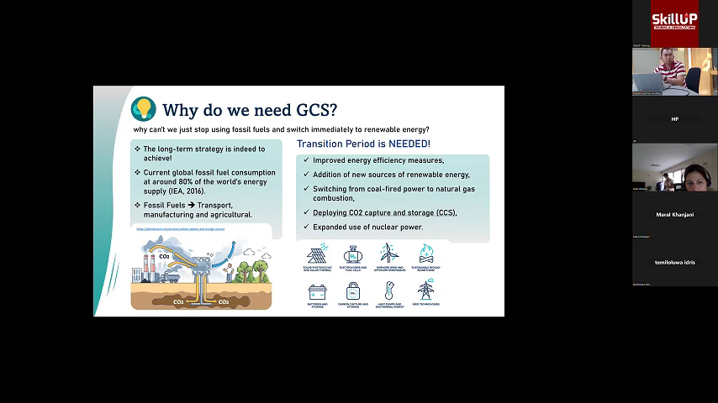Improve energy efficiency through many kinds of renewable energies, like solar, hydrogen through electrolysis, wind, geothermal and so on. But deploying CO2 capture and storage is one of the most important at this moment, and we can start immediately. Another option, expanded use of nuclear power, is also a really good option, but the regulation is still quite strict in many countries.